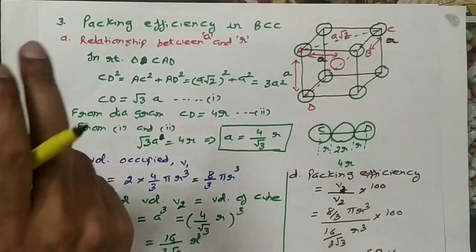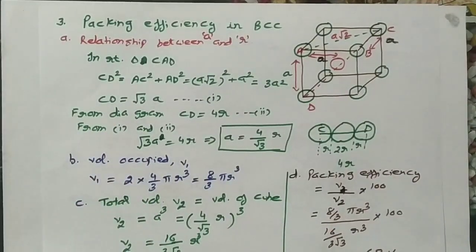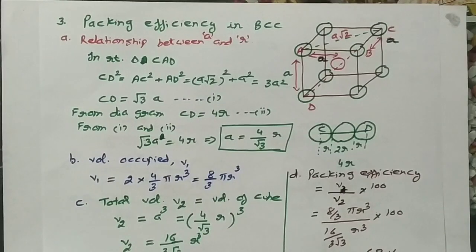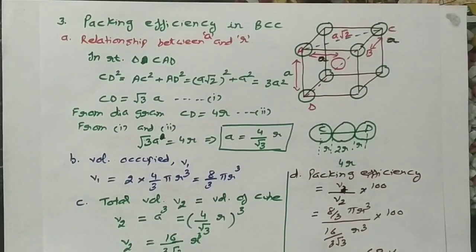So to wind up, what you learn is that packing efficiency in case of body-centered cubic unit cell is 68%.